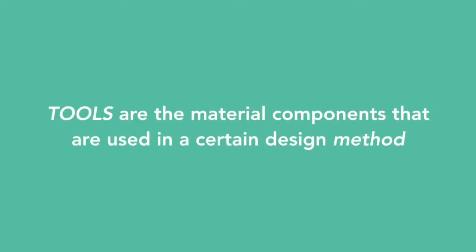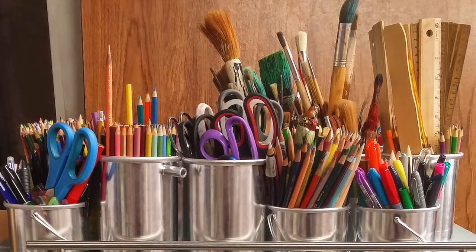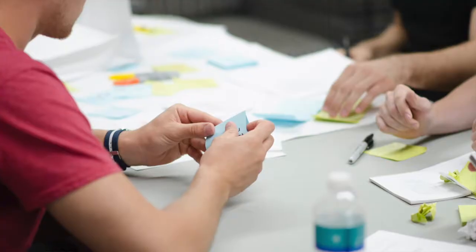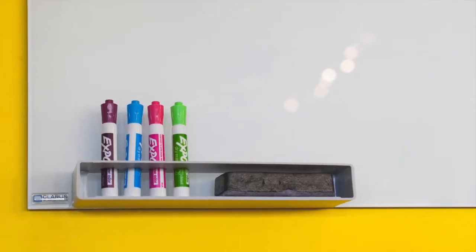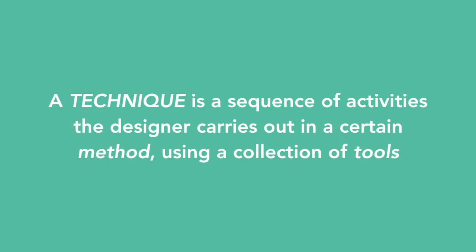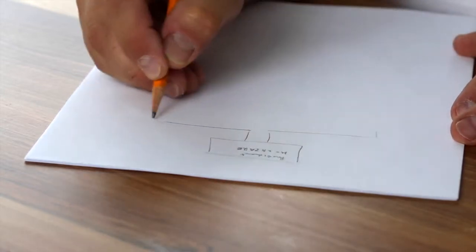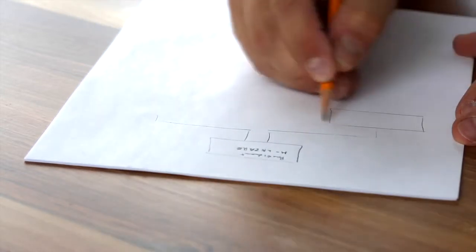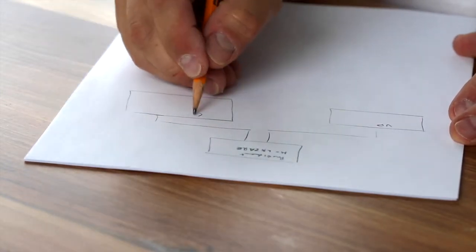Tools are the material components that are used in a certain design method. For example, common tools of a design method for idea generation are pens and markers, glue and cardboard, post-its and whiteboards, etc. A technique is a sequence of activities the designer carries out in a certain method, using a collection of tools. A technique answers the question, when and how should this and that be done? Who should do this or that? How do we capture that, etc.